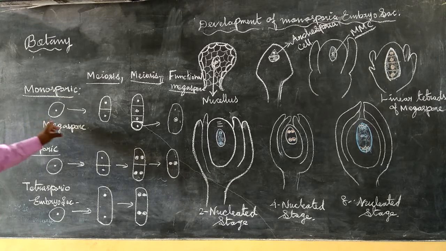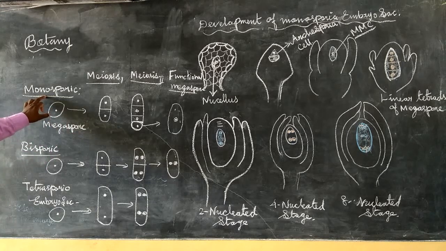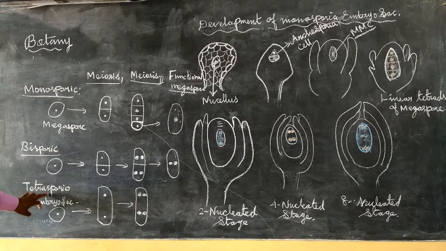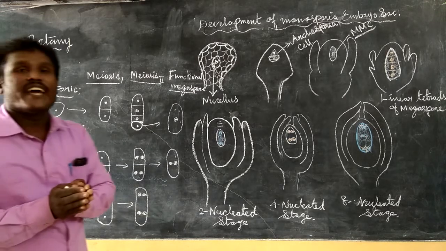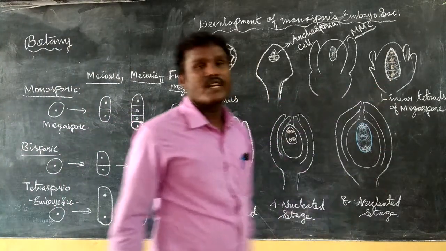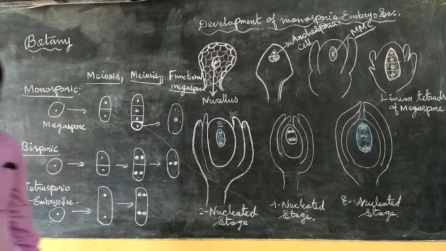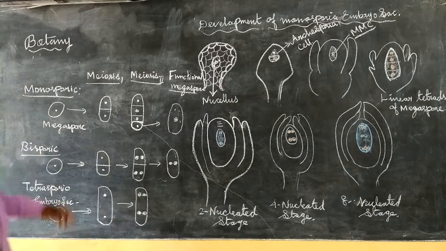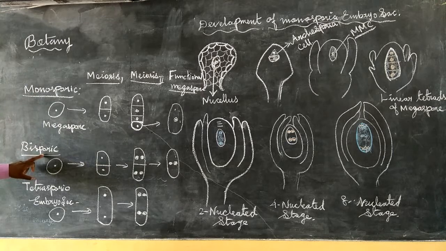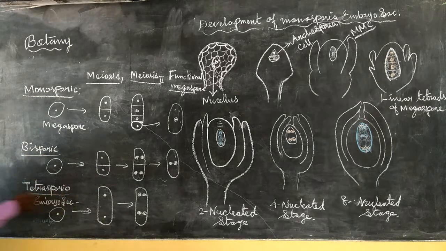You can see the diagram for monosporic embryo sac, bisporic embryo sac, and tetrasporic embryo sac. Based on the utilization of the functional megaspore, the embryo sac has been classified into 3 types: monosporic embryo sac, bisporic embryo sac and tetrasporic embryo sac.